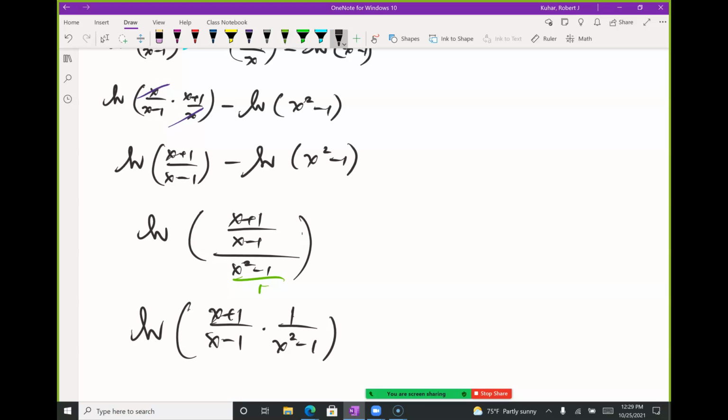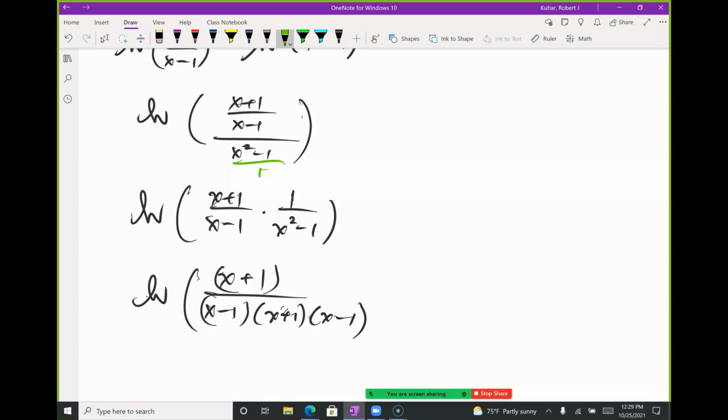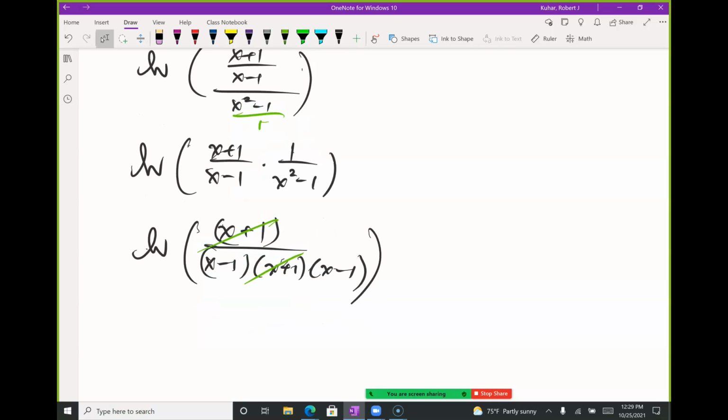This does expand, right? I can do something with this. I've got x plus 1 over x minus 1 times x plus 1, x minus 1. And I can see there, is everybody okay here? Don't let me go too fast. I can see here that my x plus 1s will cancel. And I have the ln of 1 over x minus 1 quantity squared.